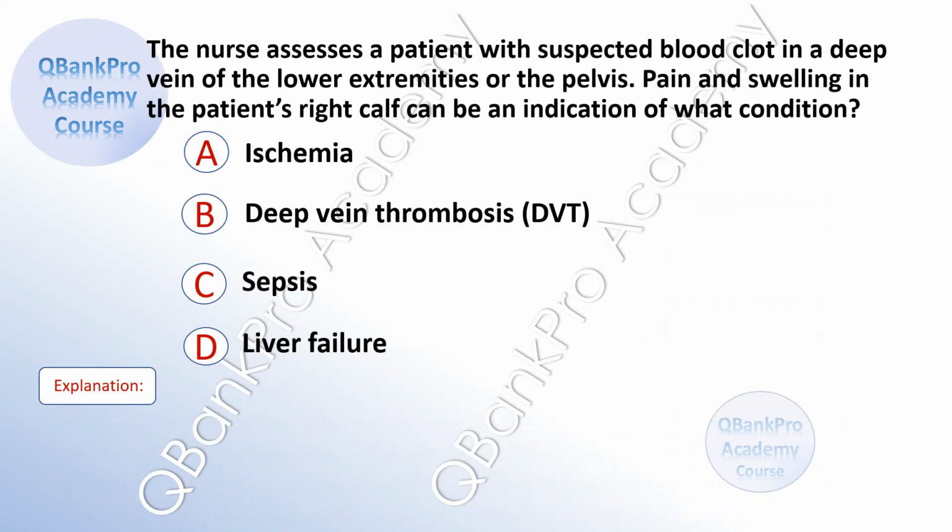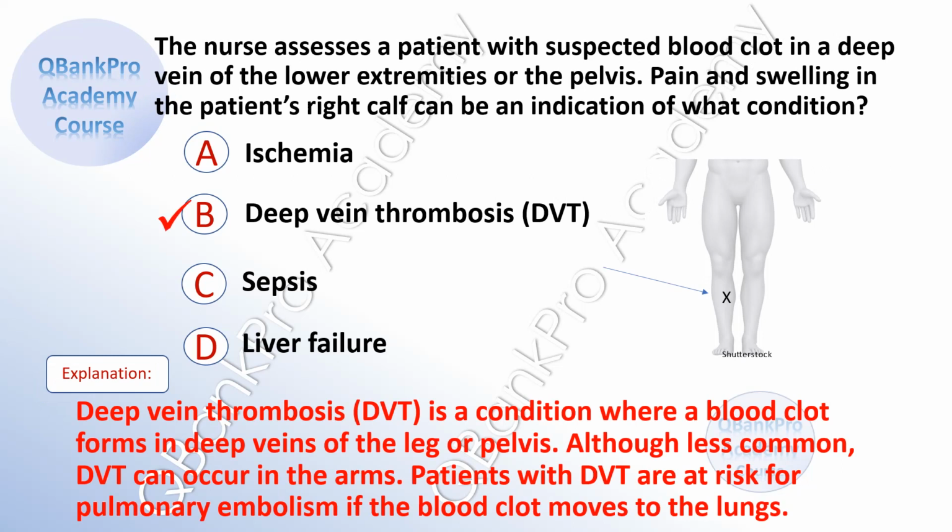The nurse assesses a patient with suspected blood clot in a deep vein of the lower extremities or the pelvis. Pain and swelling in the patient's right calf can be an indication of what condition? A. Ischemia. B. Deep vein thrombosis. C. Sepsis. D. Liver failure. The correct answer is B.